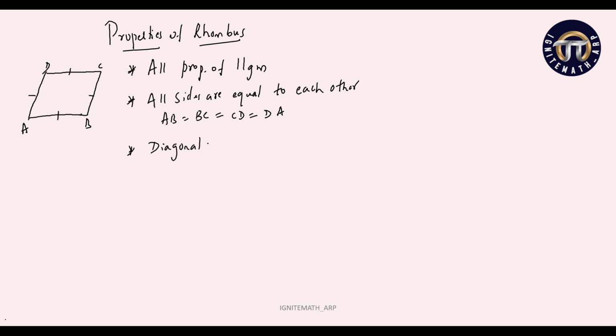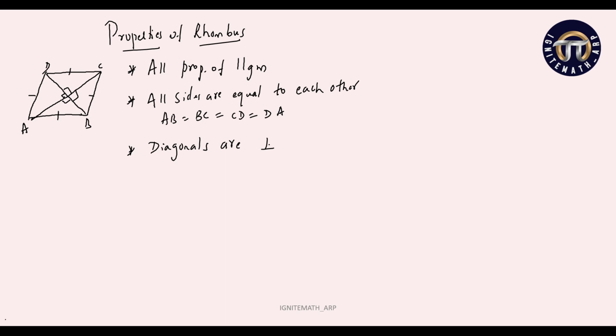Next one is diagonals are perpendicular. Whenever diagonals are drawn, they are perpendicular to each other. If I am not saying they are equal to each other, they are not equal. Whatever property is there, I am telling, children. Whatever is not there, I am not telling. So diagonals are not equal in the case of rhombus. Diagonals are equal only in the case of square and rectangle. But diagonals are perpendicular in the case of square as well as rhombus. But they are not perpendicular in the case of rectangle.